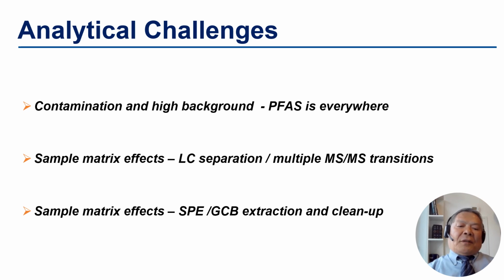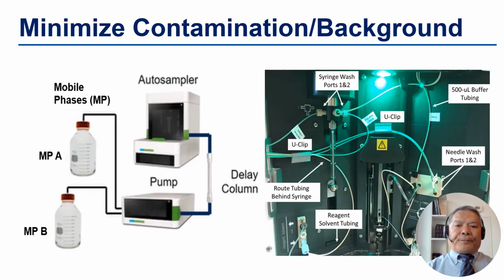Another one is during sample preparation, we use SPE and graphite carbon black to clean up the sample to get rid of the matrix effect. For PFAS analysis, it is important to use a delay column to get rid of the interference component from the LC system, such as from mobile phase, from some part of the LC system. So it is critical to use a delay column. I'll show you some results in the next slide. In addition, we also need to replace some plastic tube in the autosampler with a PEEK tube to reduce the background.